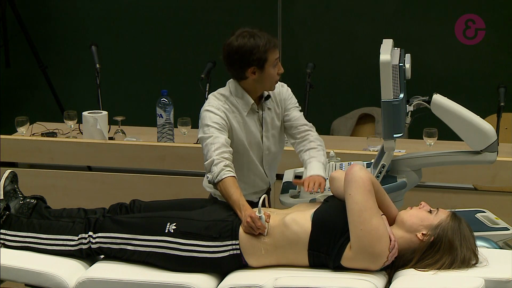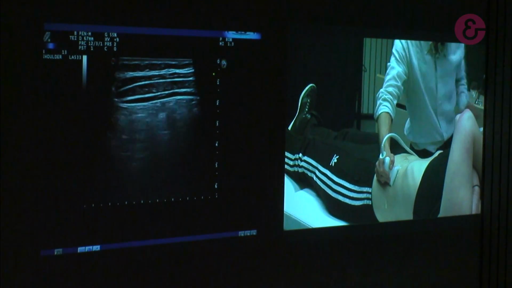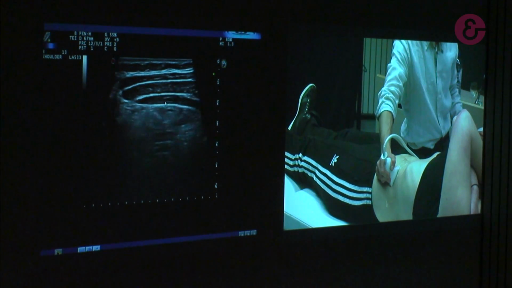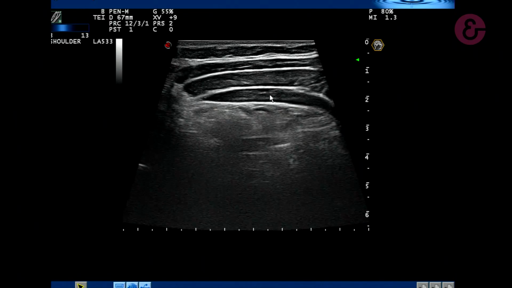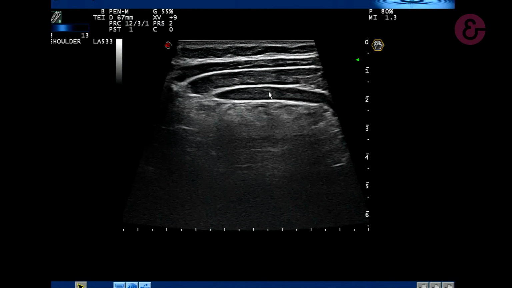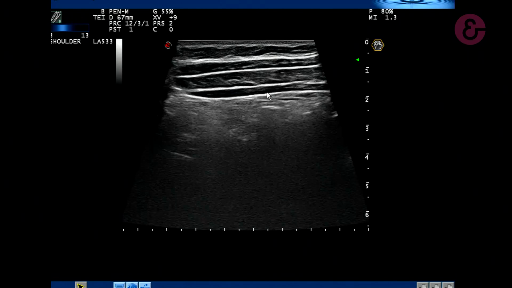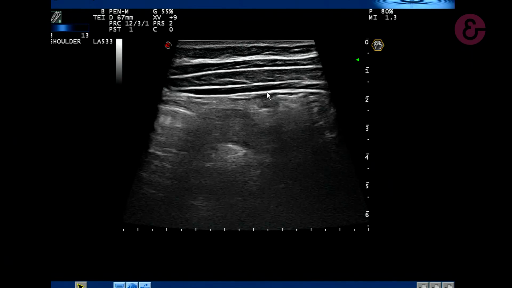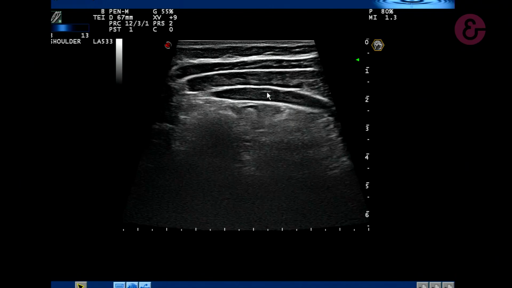So breathe in, breathe out. So here is transversus abdominis muscle. Okay, now she's performing the contraction. You can see the muscle increase the thickness and relax. So breathe in, breathe out, and imagine the cable with perfect.